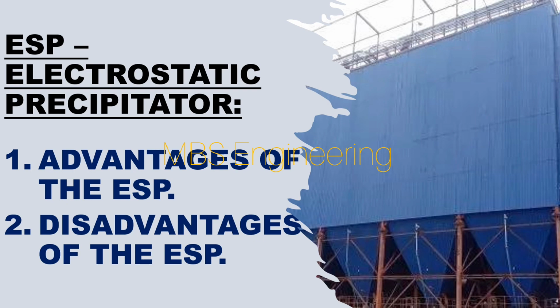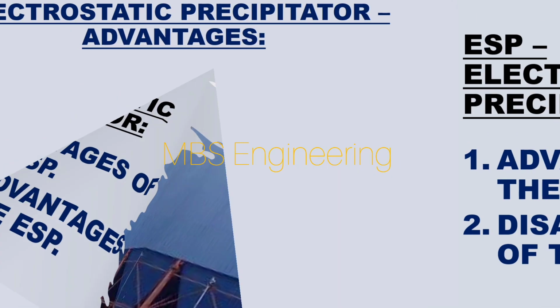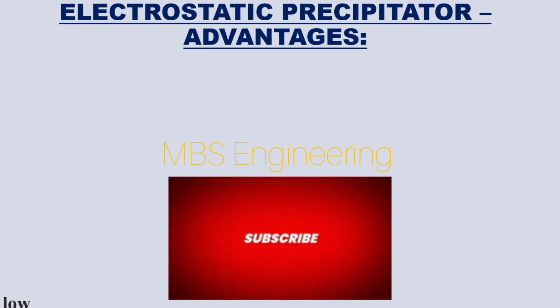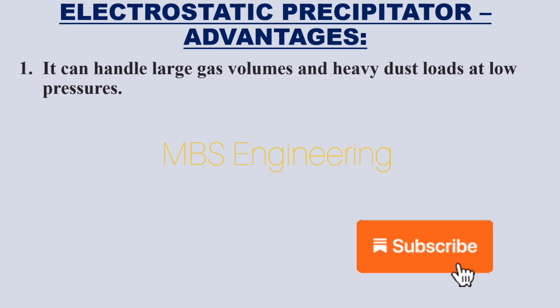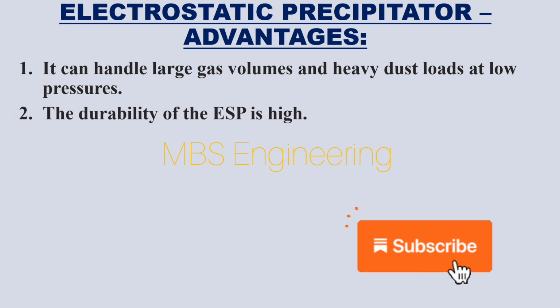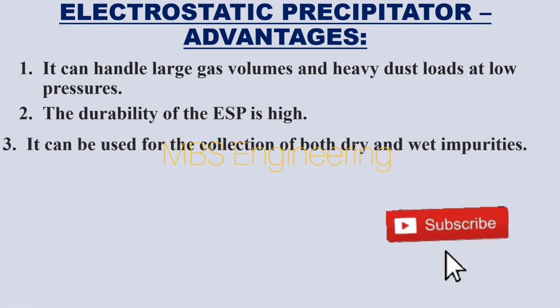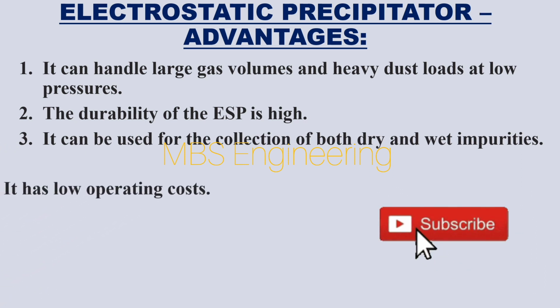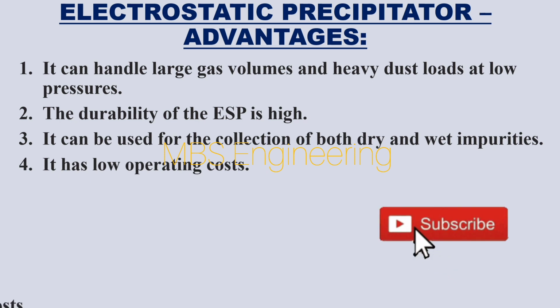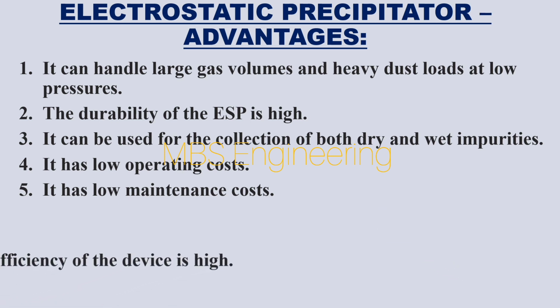Next, we are going to understand the advantages of the electrostatic precipitator, ESP. We will discuss in the detailed description given below. Point number 1. It can handle large gas volumes and heavy dust loads at low pressures. Next, point number 2. The durability of the ESP is high. Next, point number 3. It can be used for the collection of both dry and wet impurities. Next, point number 4. It has low operating costs.